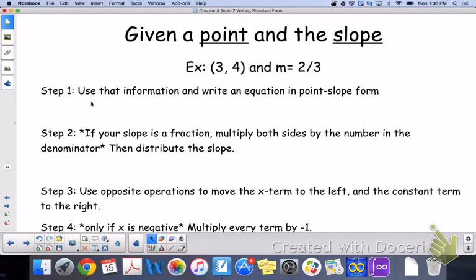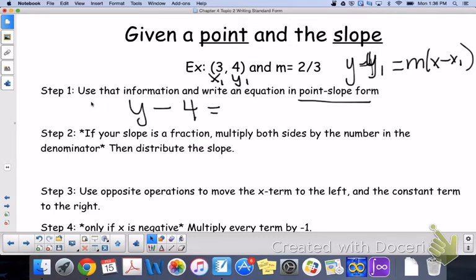Okay, so given a point and the slope, example, the point 3, 4 and the slope 2/3, what we're going to do is use that information and write the equation in point slope form. So recall point slope form, y minus y1 equals m times x minus x1. So to write it in point slope, remember your point is x1, y1, your slope is m.